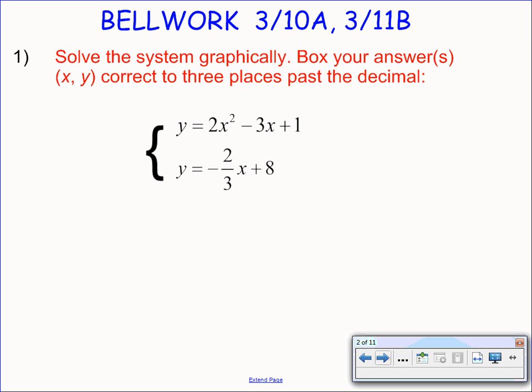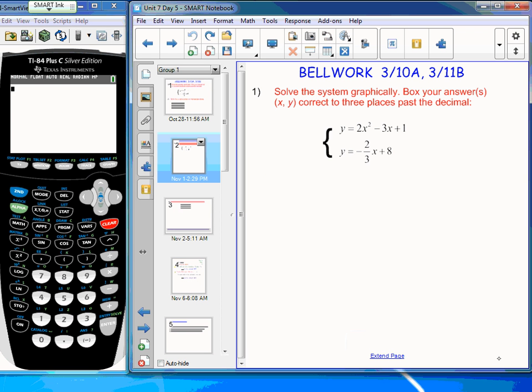And for the first one, we can go ahead and enter each of my y equals equations in my y equals menu, graph them on the same xy coordinate plane, and then use the built-in capabilities of the calculate menu, second calculate intersect. So let's go ahead and check that together.